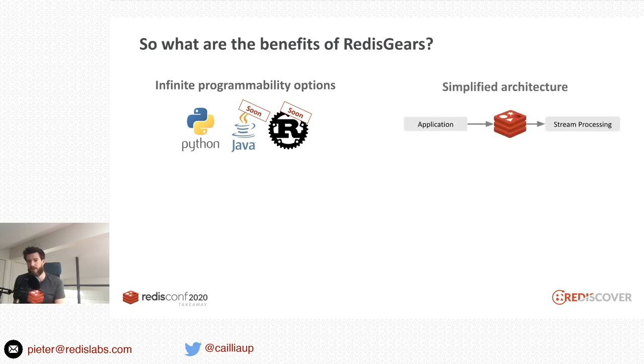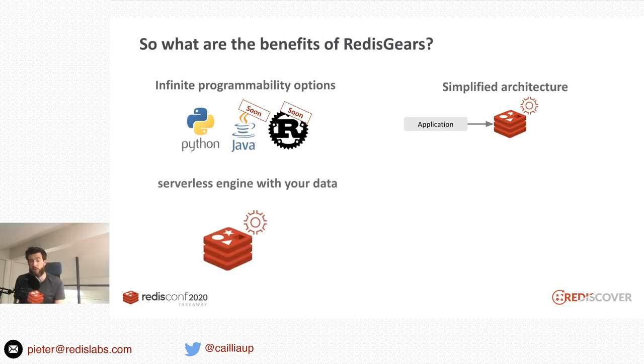It simplifies your architecture. In the example where we had our stream processing engine outside Redis, we can now do that within Redis, so we have fewer components in our architecture. Your serverless engine also runs with your data, so you'll be able to process data faster, because there are no round trips to fetch reference data.